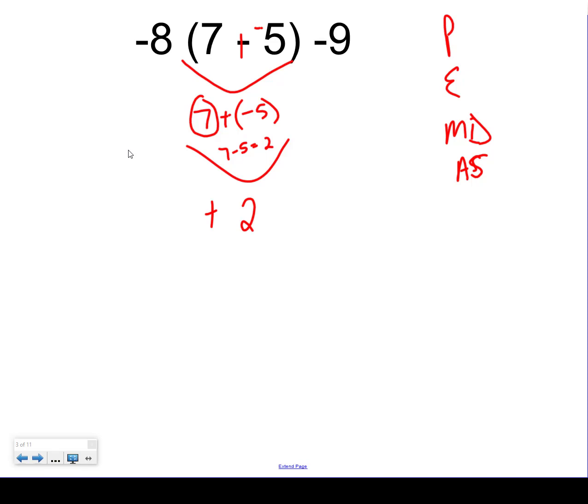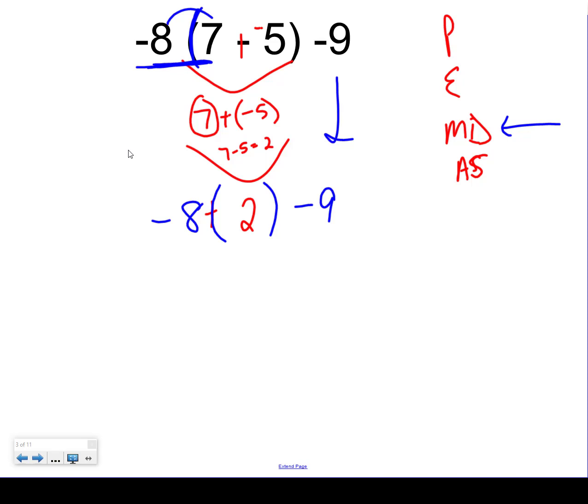Notice up here at the very top that there is no symbol between the 8 and this parenthesis right here, which means the 8 is being multiplied times whatever the answer is of that inside. So I'm actually going to leave a parenthesis around the 2 to show that these two are going to be multiplied when we get to that multiplication step. Okay? I'm also going to bring down my minus 9. All right, so here's what I have. I have negative 8 times 2 minus 9.